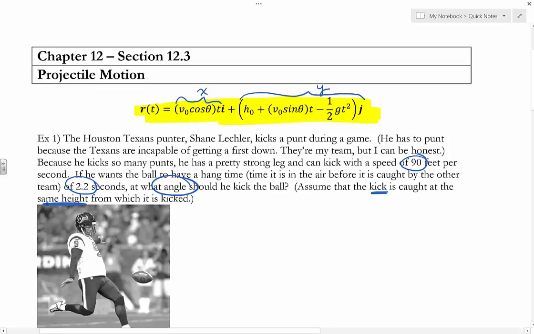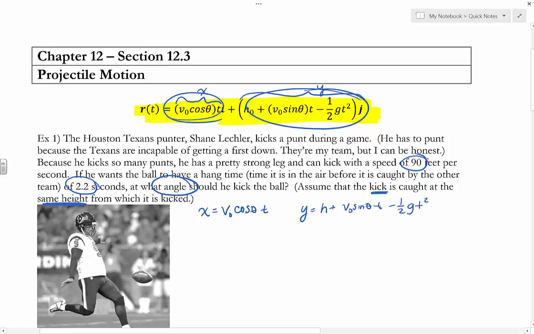We're just going to try to plug everything into these two equations. We've got an x equation here and a y equation here, and we'll plug things in and see what happens. And yes, I did look these values up to make them as realistic as possible. So our x equation is v sub 0 cosine theta times t, and our y equation is h plus v sub 0 sine theta times t minus 1/2 g t squared. Technically, I should put that in parentheses to make it clear that the theta and the t aren't being multiplied. So there I have it.